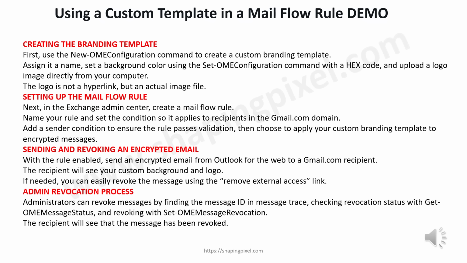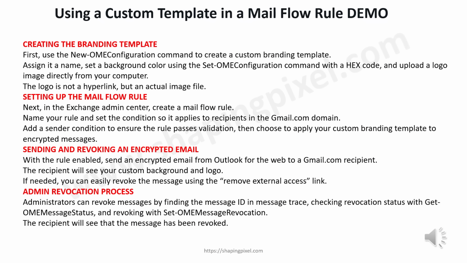Next, in the Exchange Admin Center, create a mail flow rule. Name your rule and set the condition so it applies to recipients in the gmail.com domain. Add a sender condition to ensure the rule passes validation, then choose to apply your custom branding template to encrypted messages. With the rule enabled, send an encrypted email from Outlook for the web to a gmail.com recipient. The recipient will see your custom background and logo. If needed, you can easily revoke the message using the Remove External Access link.